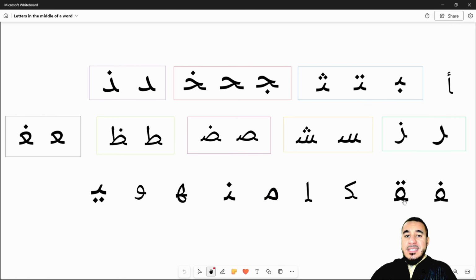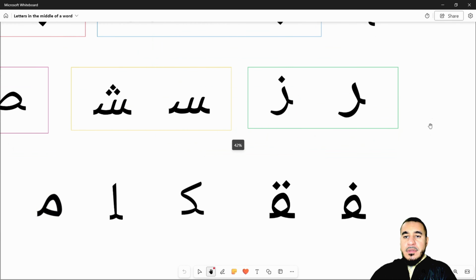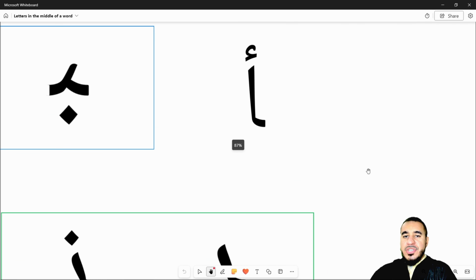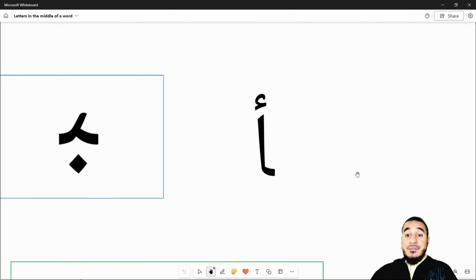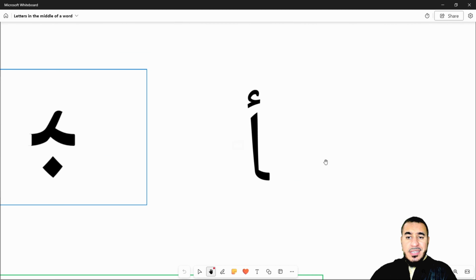So we've got our standard template here again. And we're going to look at the first letter, which is, of course, the alif. As you can see, the alif has slightly changed its shape, okay? It was just straight down before, but now it's got this little tail that's going backwards. Remember, in Arabic, we read from right to left. So technically, this tail is going backwards, okay? It's going to the letter that came before it.